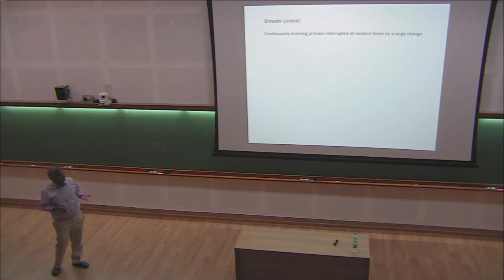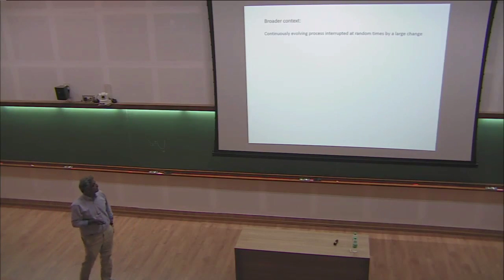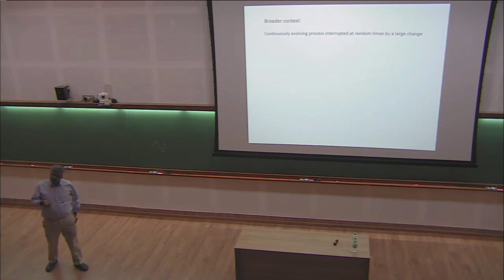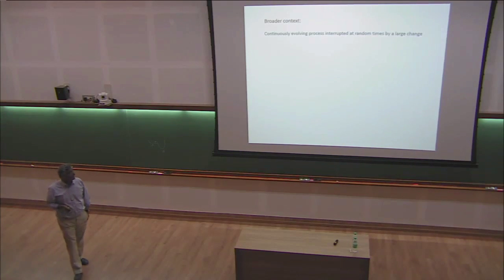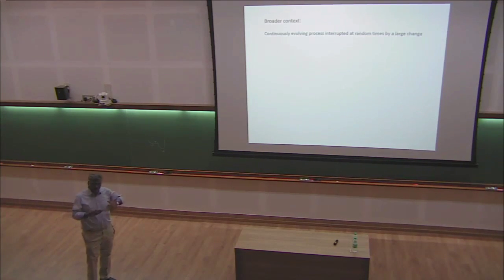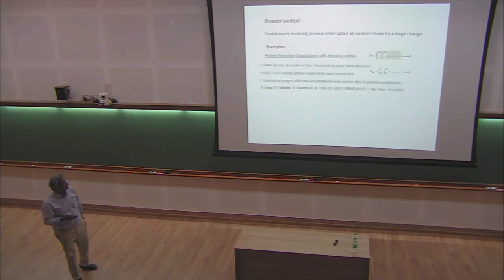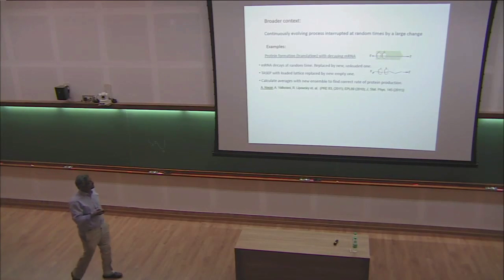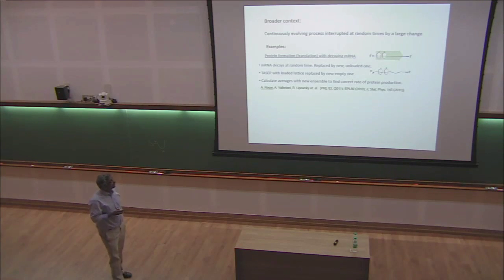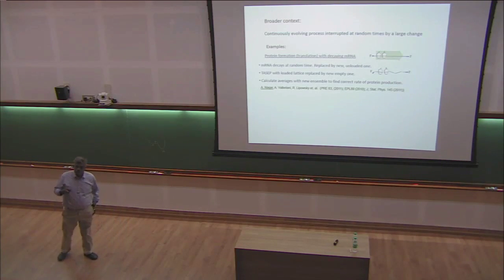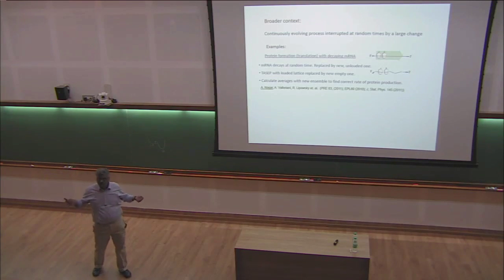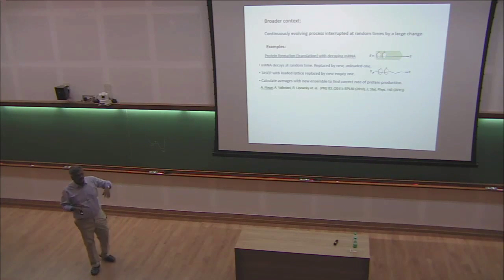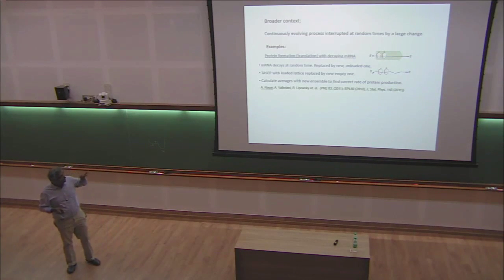So the broader context, again, Sanjeev has talked about it, is that you are considering continuously evolving stochastic processes which are interrupted by large changes at random times. And so this is one example that I would like to point out. So this is some work that I had done before. And in this case, the underlying process is an asymmetric exclusion process, which basically models mRNA and basically the protein making machinery where ribosomes load on mRNA, they move.